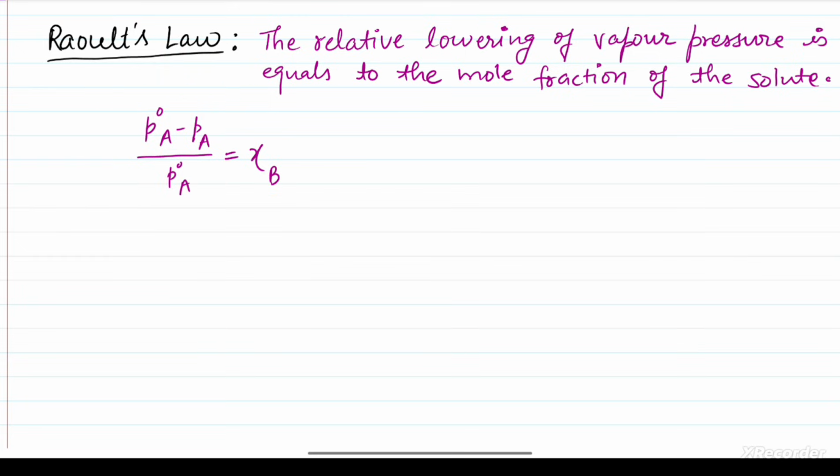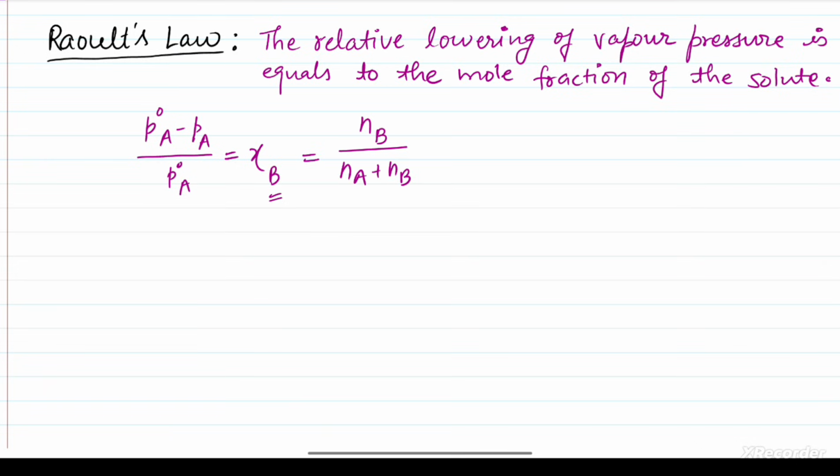Relative lowering of vapor pressure means P naught A minus PA divided by P naught A. This is equal to chi B. Chi B means mole fraction of the solute. B represents solute, A represents solvent. So chi B can also be written as number of moles of solute divided by total moles, Na plus Nb.